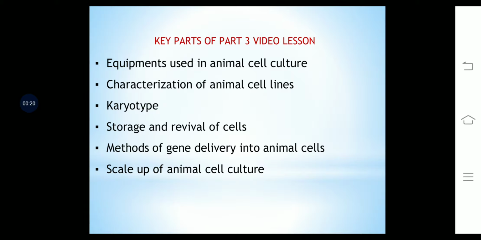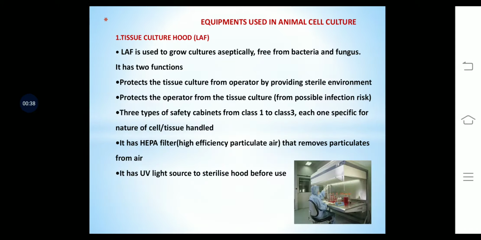So the key parts that we will be looking at today will be equipments which will be used in animal cell culture, characterization of animal cell lines, karyotype, storage and revival of cells, methods of gene delivery into animal cells, and scale up of animal cell culture.